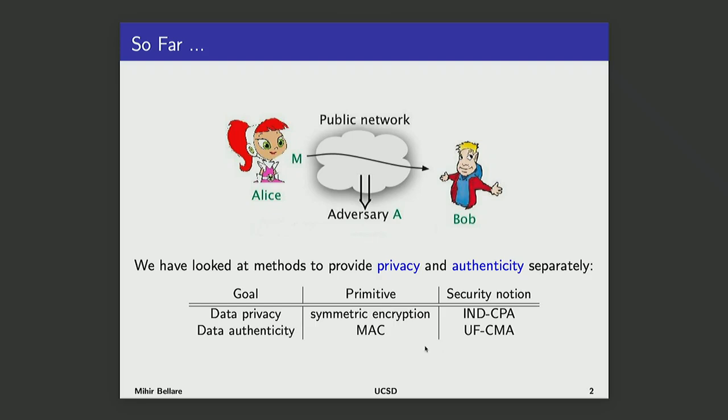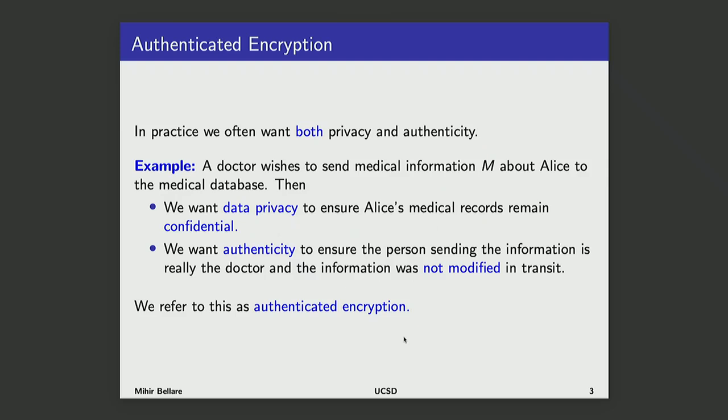But these have been considered separately in the sense that when we looked at privacy here, we didn't care about authenticity, and here when we provided authenticity, we didn't care about the privacy part. So naturally though, in practice we often want the two together, and that's what we call authenticated encryption.